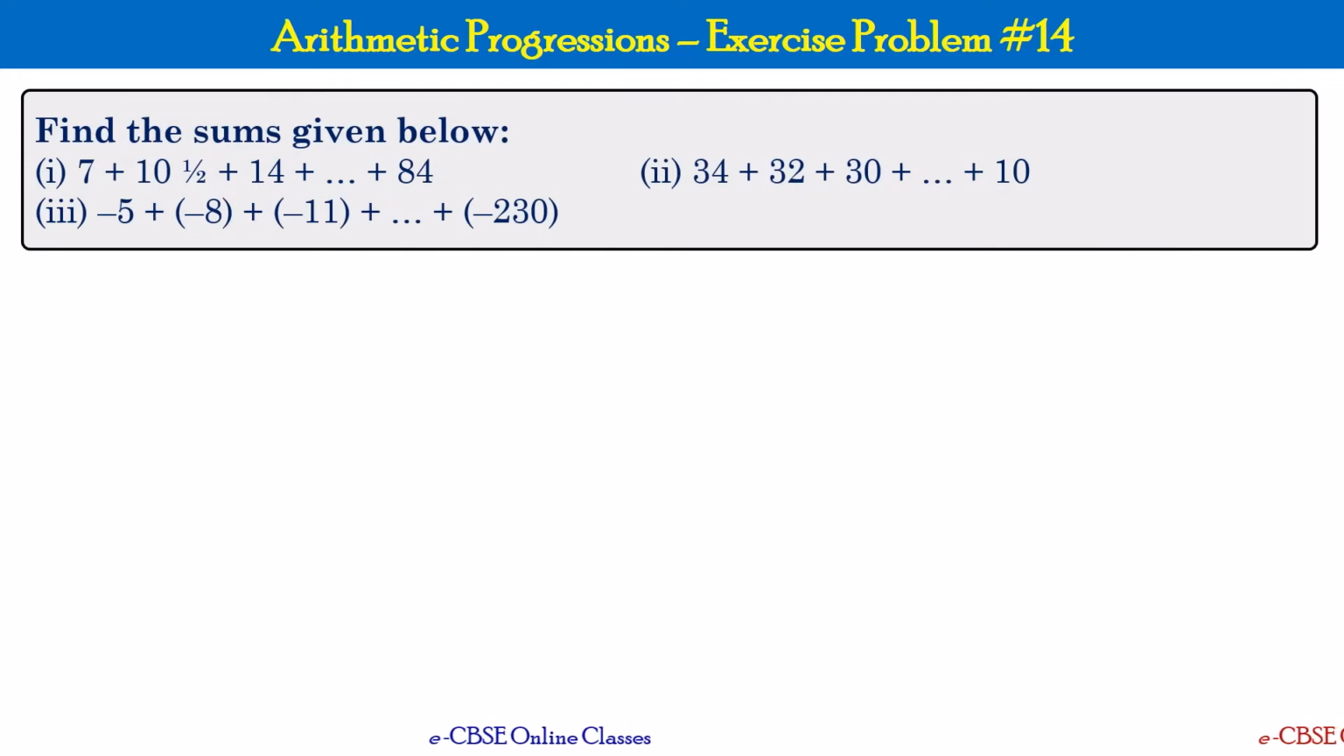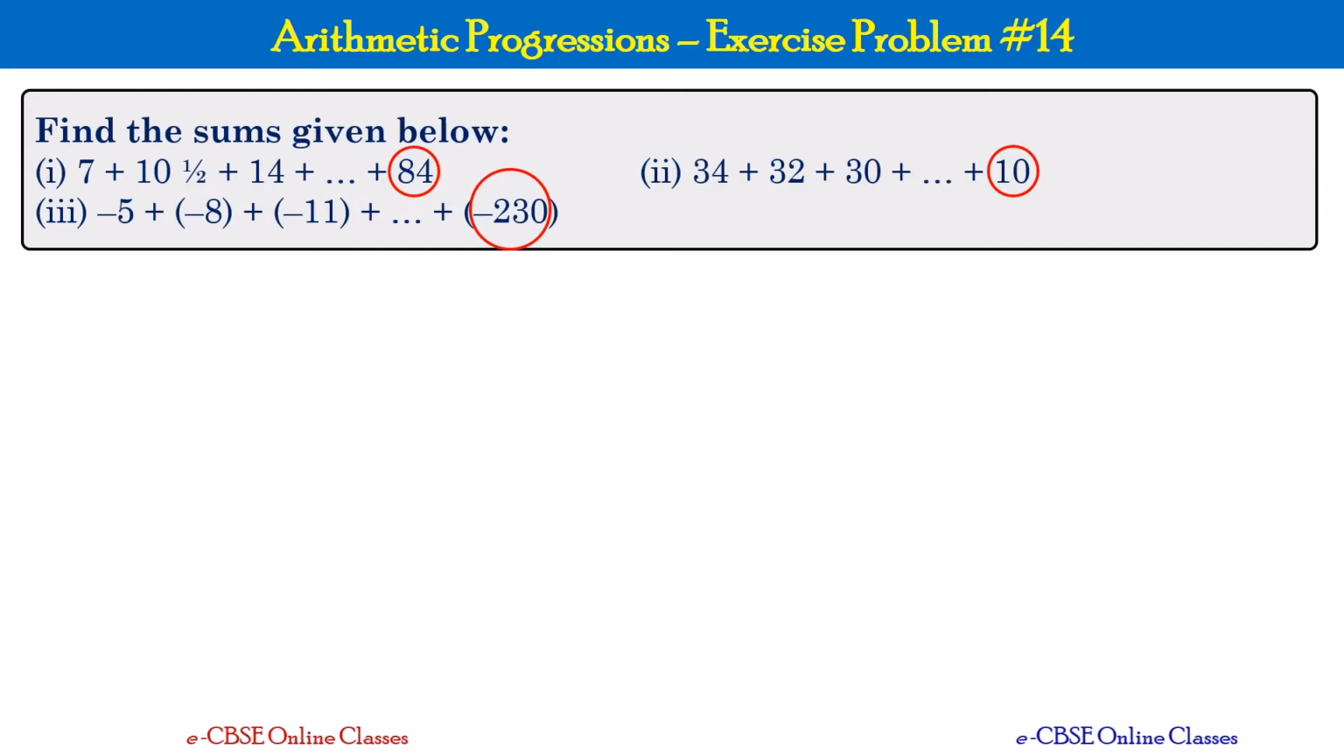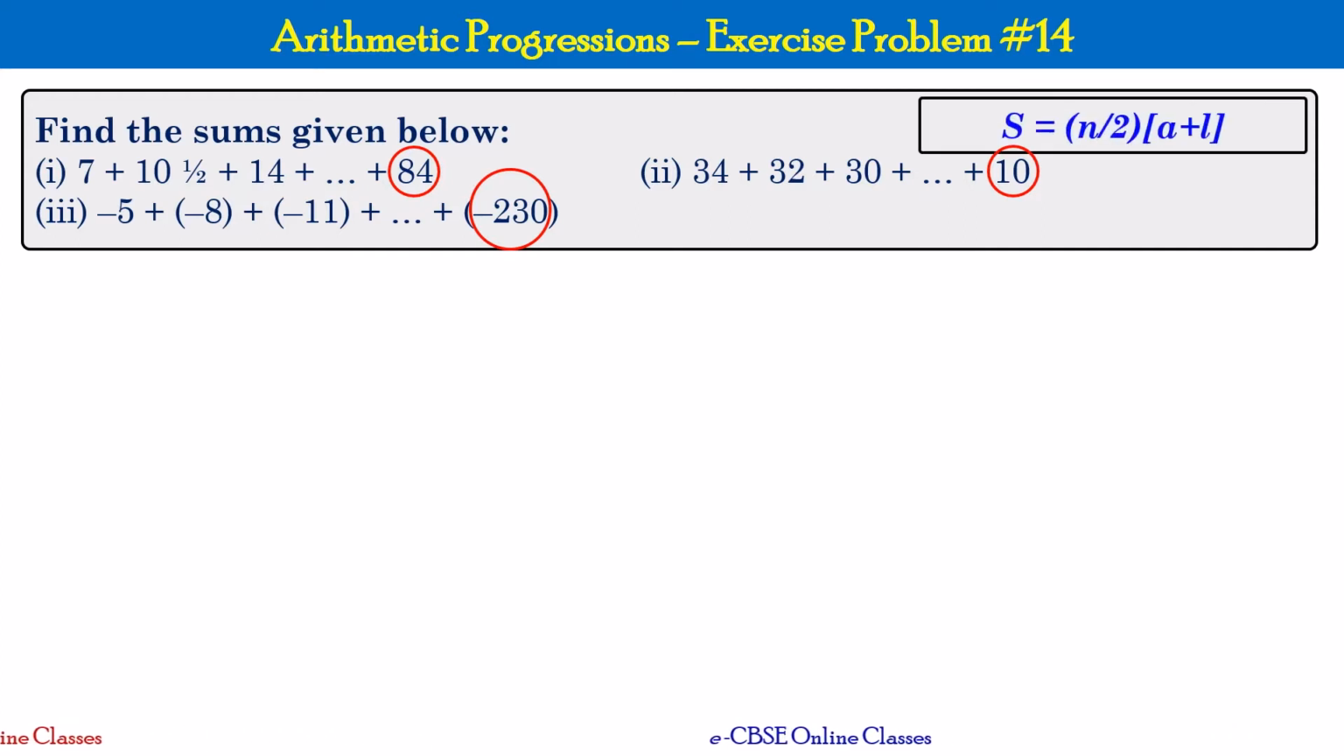The problem reads, find the sums given below. 7 plus 10 and a half plus 14 and so on plus 84. There are 3 such problems given. What you need to notice here is the last term is given, correct? We need to use the other form of the sum of the n terms for the arithmetic progression, that is S equal to n by 2 times a plus l, where a is the first term, l is the last term. Now here we don't know n in each of these summations, so we need to calculate n, correct?